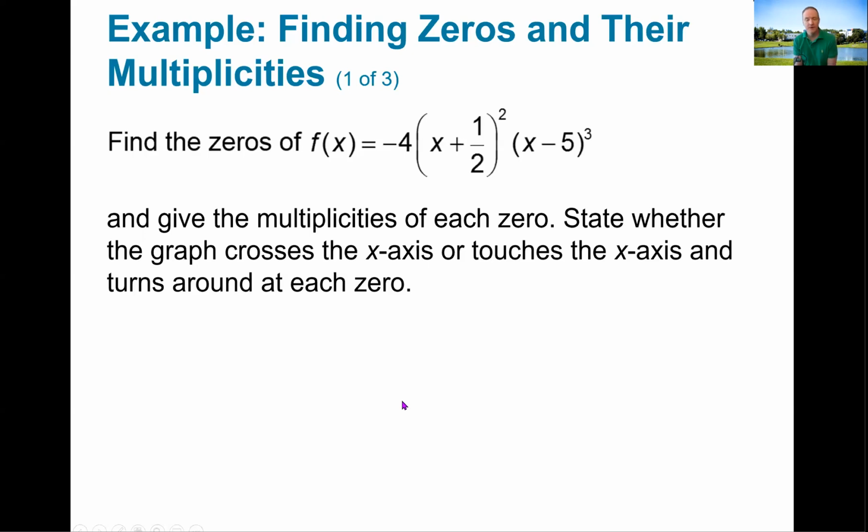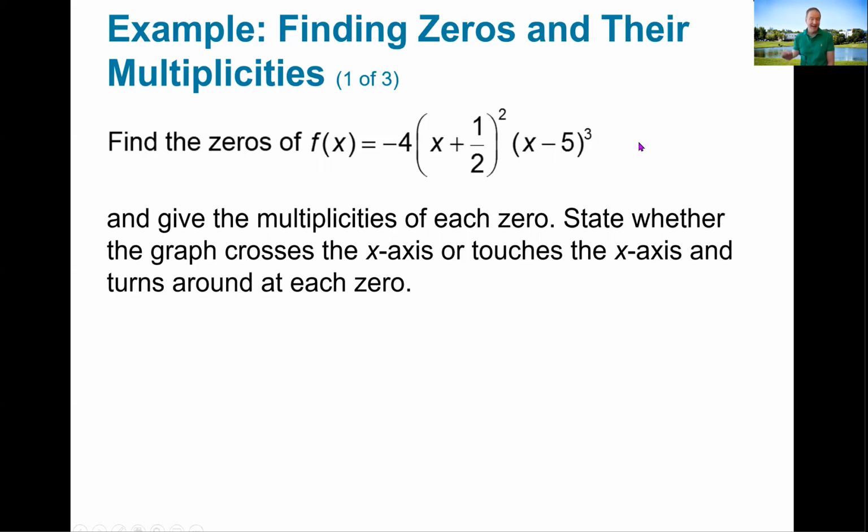So here I'm asking you to find the zeros of f of x is equal to -4 times the group x plus 1/2 squared times the group x minus 5 cubed. Well, first of all, before I even find the zeros, I would like you to think about what the end behavior is. I know it's going to be negative because -4 is multiplying the x terms. And then I would have an x squared times an x cubed. My leading term here would be -4x to the 5th.